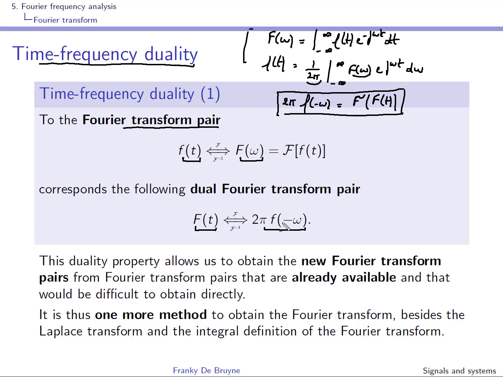This property will allow you to obtain new Fourier transform pairs from known Fourier transform pairs, and this is kind of neat, for instance, for Fourier transforms for which it's difficult to use the formula, or for which it's difficult to use the Laplace transform and replace s by j omega, because sigma 0 is not in the domain of convergence. We'll use this time frequency duality, for instance, to compute the Fourier transform of a sinusoidal signal.